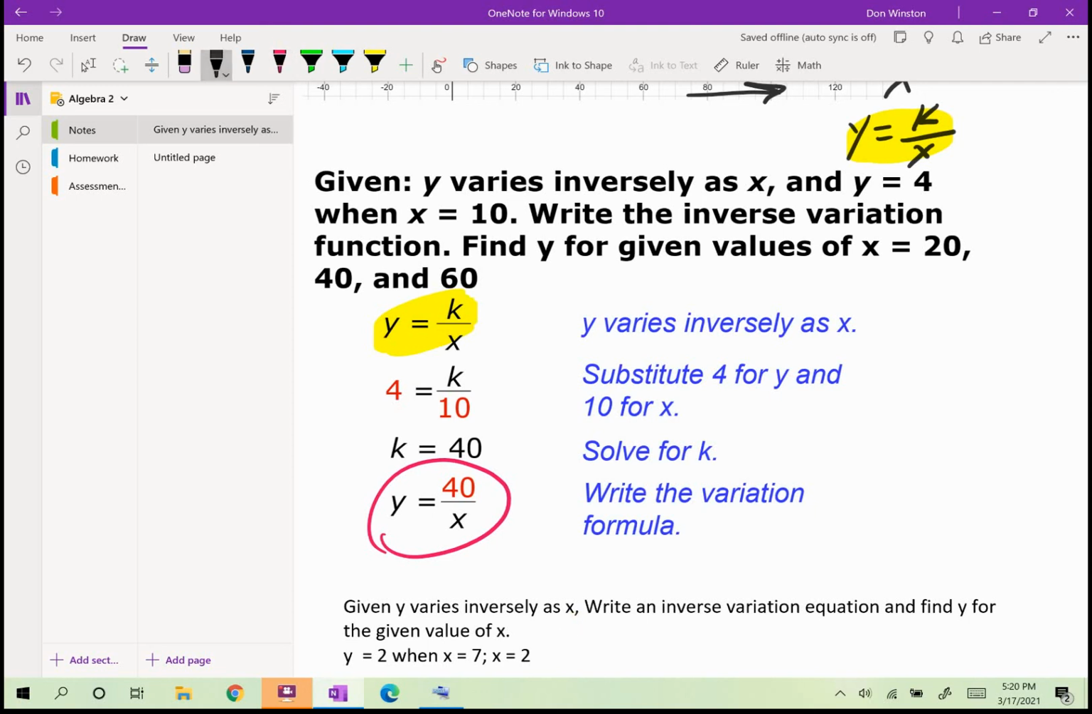And then the second part, find y for given values of x. For x equal to 20, y would equal 40 over 20. That would equal 2. For 40, y would equal 40 over 40. That would equal 1. For 60, y would equal 40 over 60. Well, that would just be 2/3.